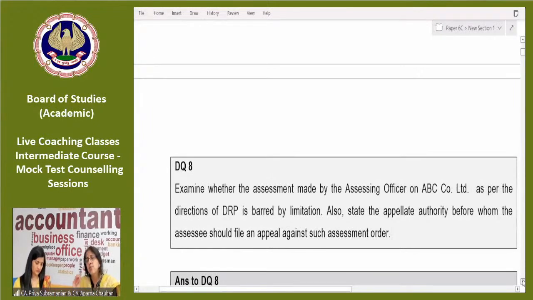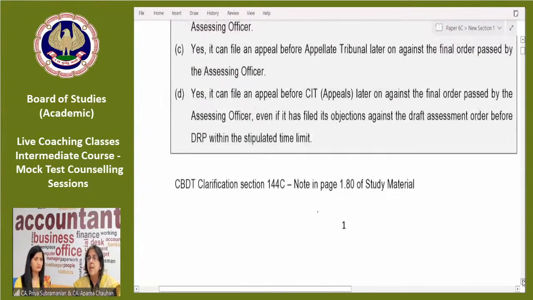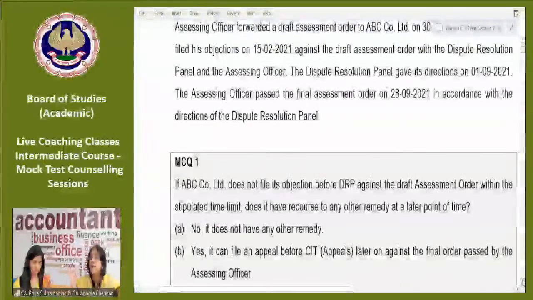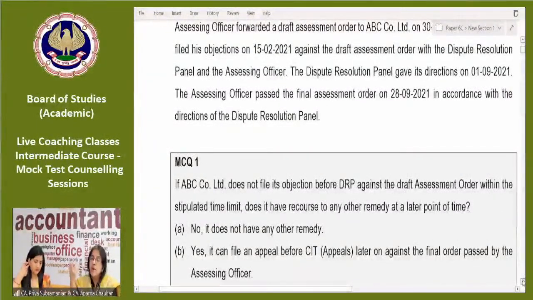Suppose the assessee chooses not to file objections before the DRP. Then what? Does it have any remedy at a later point of time? So that is the MCQ.